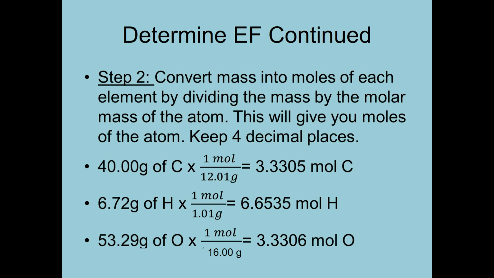So in step 2, we're going to convert the mass into moles of each element by dividing the mass by the molar mass of the atom. So we take 40 grams of carbon. The molar mass of carbon is 12.01 according to the periodic table. We divide to get 3.3305. 6.72 grams of hydrogen divided by the molar mass, 1.01, gets us 6.6535. 53.28 grams of oxygen divided by 16, because that's the mass on the periodic table, gets us 3.3306 moles of oxygen.